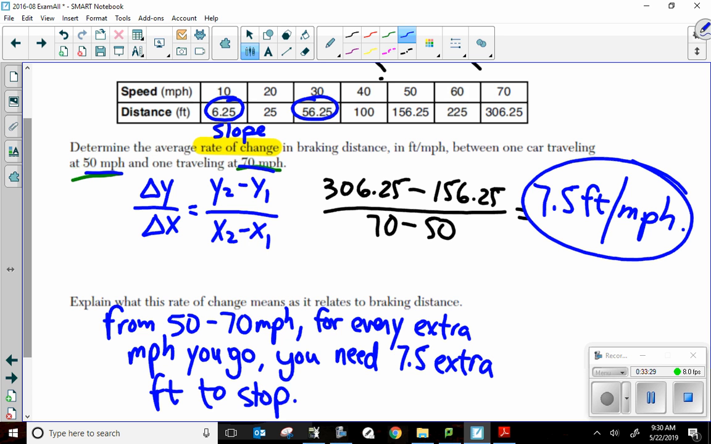Bam. Okay? So let's think about this. 7.5 feet per miles per hour. This is braking distance. This is the distance you need to come to a complete stop. So for every 1 mile per hour faster you go, okay, so you're changing. This is a rate of change. So for every 1 mile per hour faster you go, you are going to need an additional 7.5 extra feet to stop. All right? That's the explanation of it.